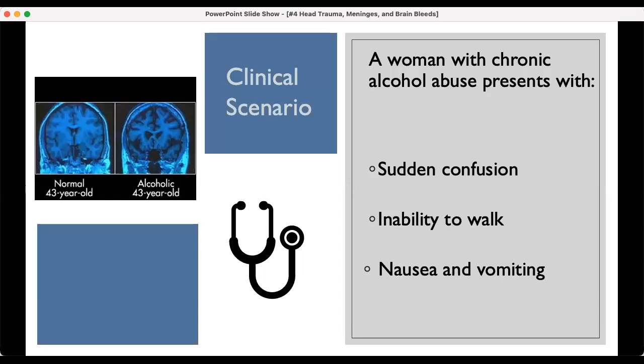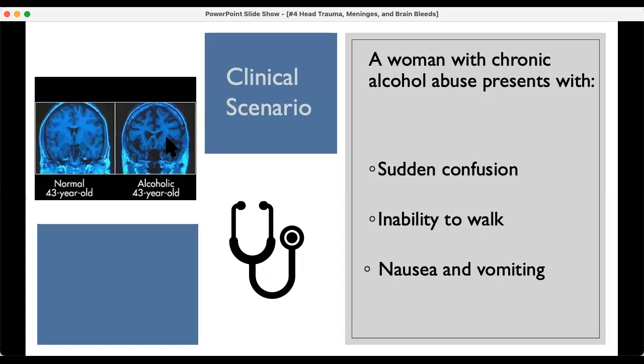All right. So with that in mind, take a look at this image showing a normal 43-year-old brain and the brain of a person with alcoholism, 43 years old. Notice how the brain shrinks up dramatically with chronic alcoholism.